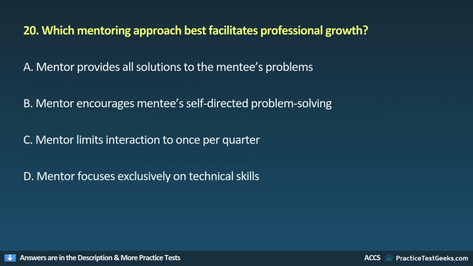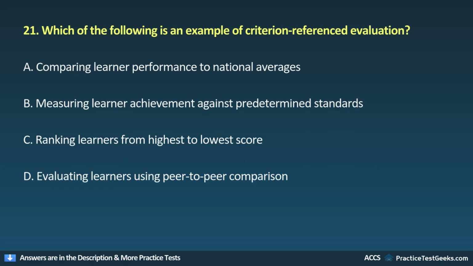20. Which mentoring approach best facilitates professional growth? A. Mentor provides all solutions to the mentee's problems. B. Mentor encourages mentees' self-directed problem solving. C. Mentor limits interaction to once per quarter. D. Mentor focuses exclusively on technical skills.